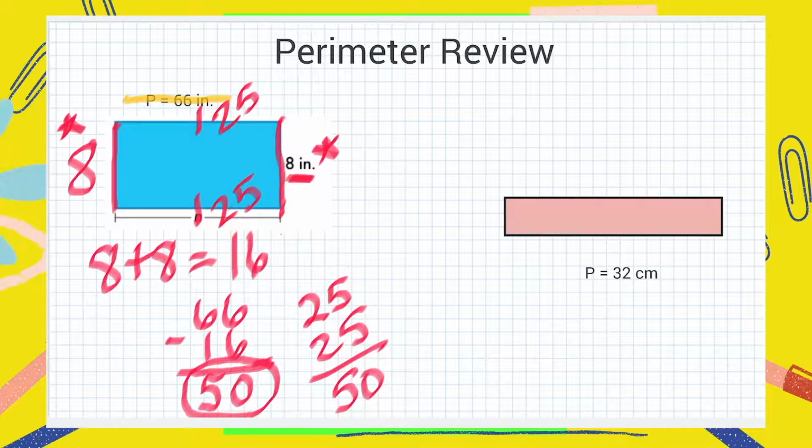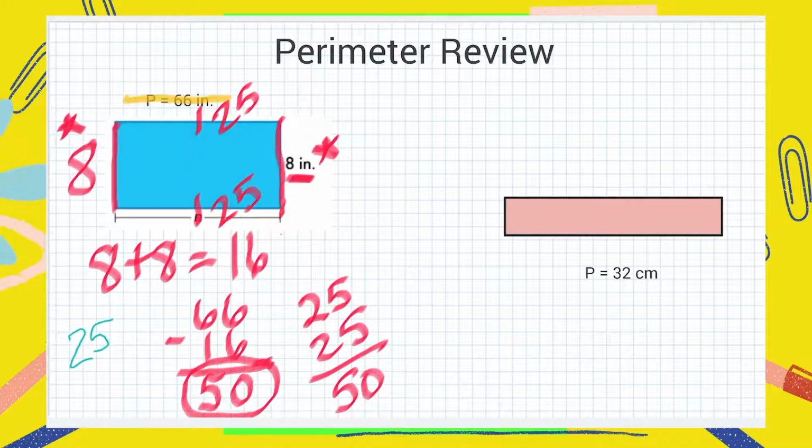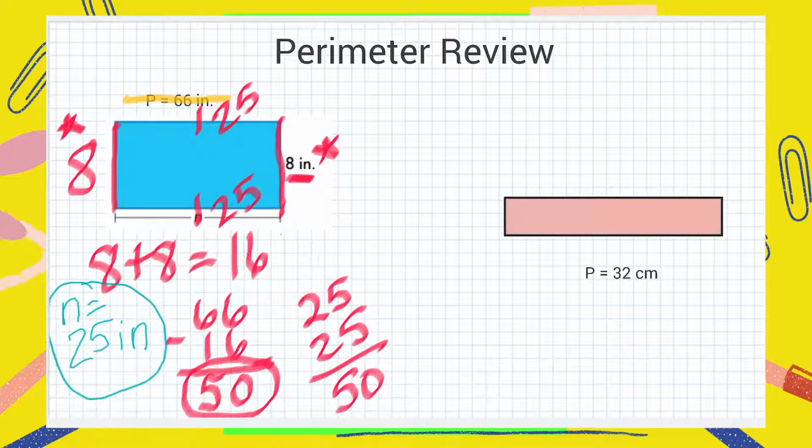So let's check. 25 plus 25 equals 50. Very good. 50 plus 8 inches equals 58 inches. 58 inches plus another 8 inches equals 66 inches. Excellent. So the answer to the missing side length of this problem is 25 inches. N equals 25 inches. Pat yourselves on the back. That was really good.